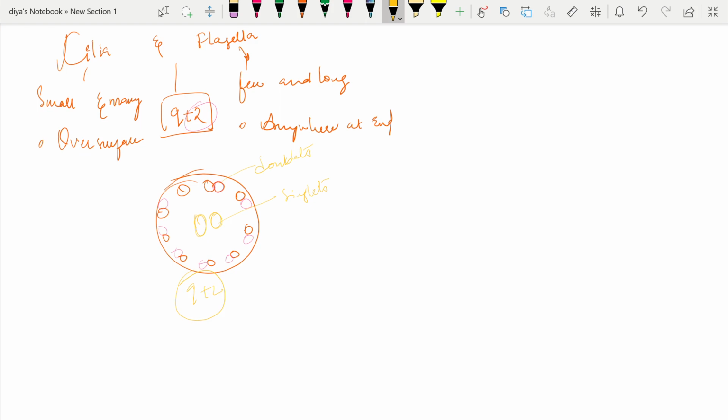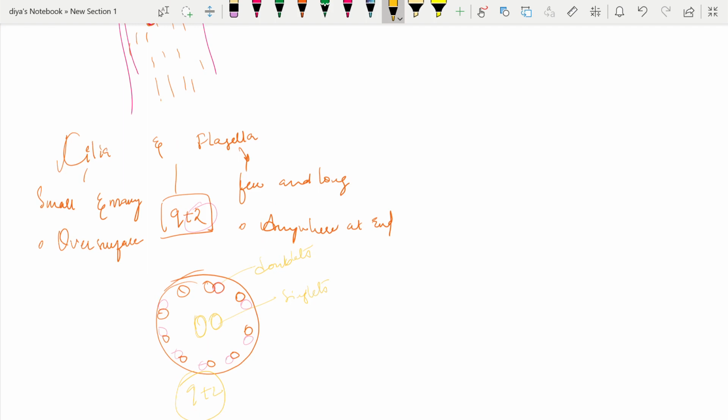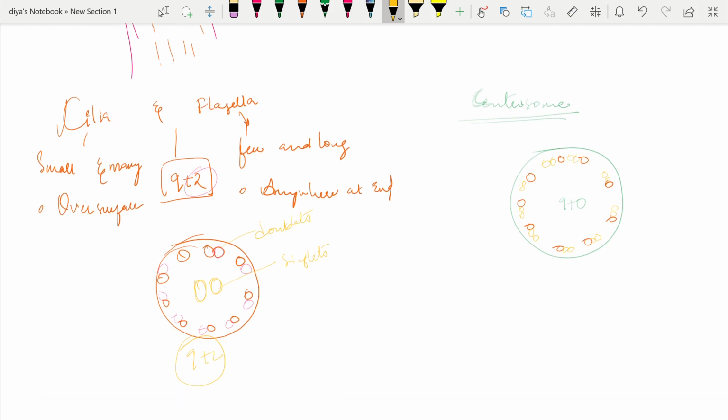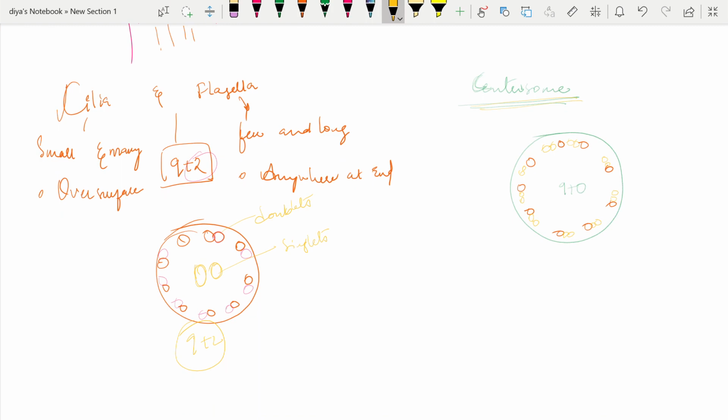Whereas coming to the centrosome, the centrosome is also a part of the microtubule. Here you find a 9 plus 0 arrangement: 1, 2, 3, 4, 5, 6, 7, 8, 9. Here you don't find the dimer, you find the tetramer. So this is the structure of the centrosome microtubule.